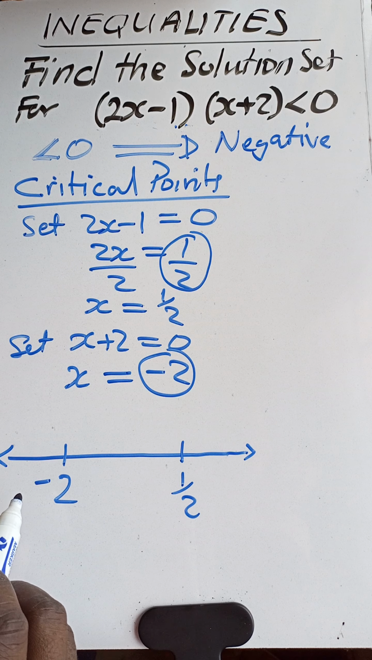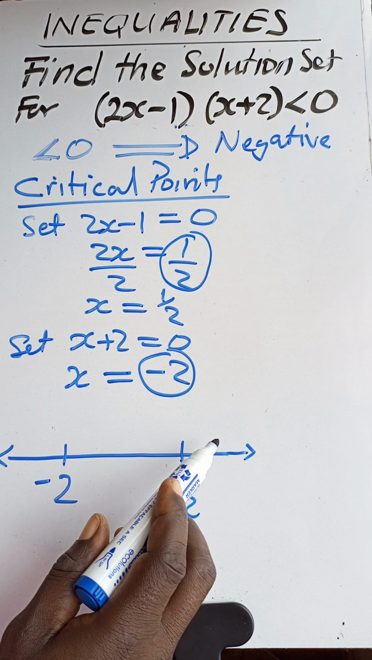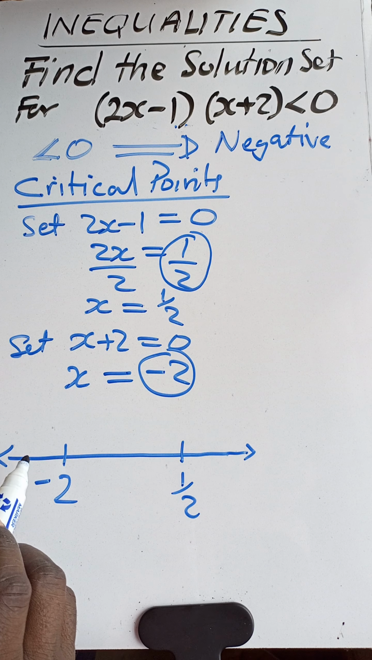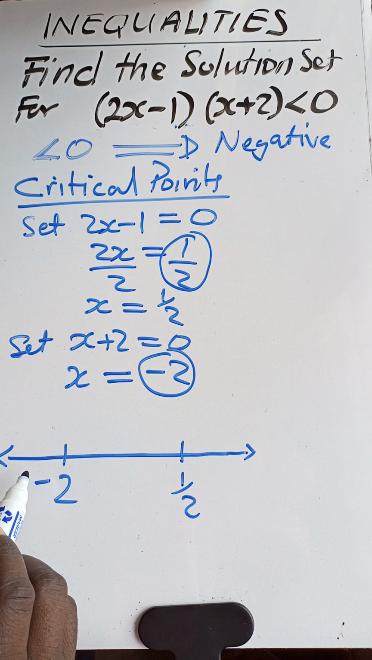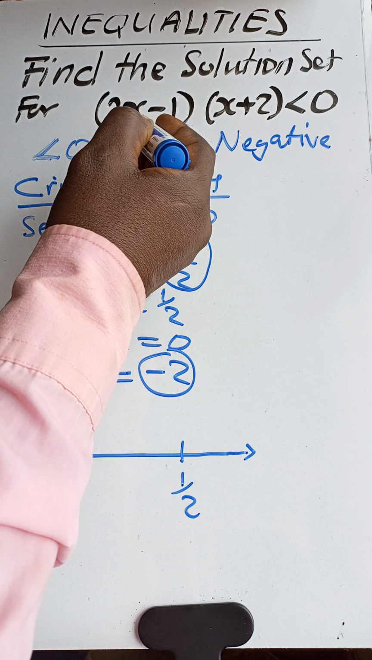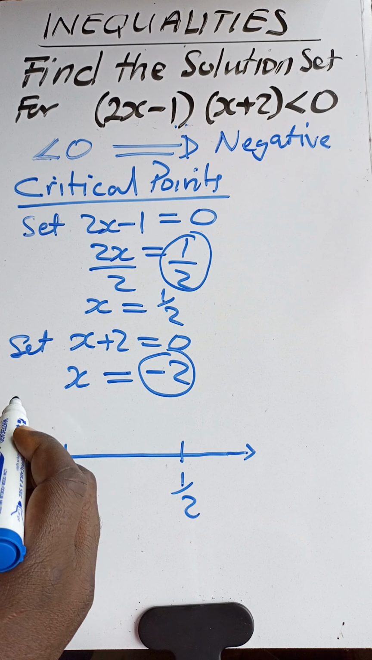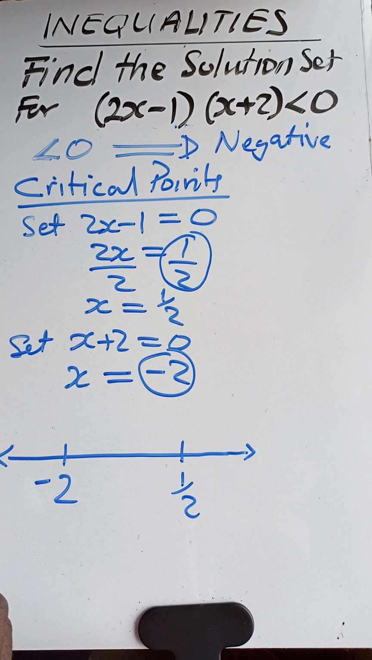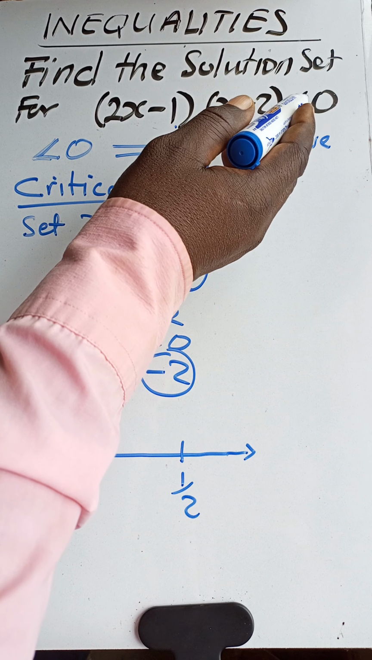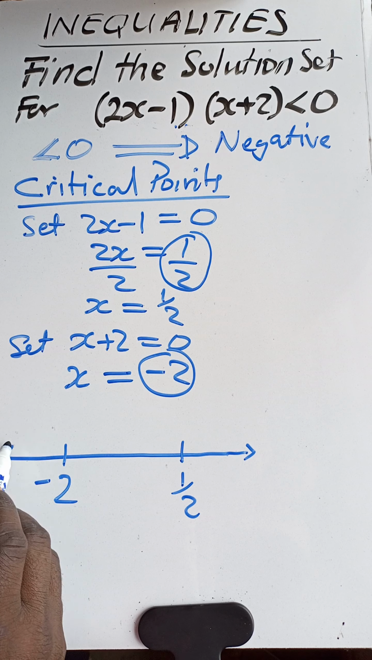And so we have three zones to test. We test by taking values from each of those zones and see if the product in this expression will give us a negative result. When we have a negative result, then that zone is a valid zone for solutions. If we don't have a negative result, then that zone is not a valid zone for solutions. Okay, let's start with this zone.